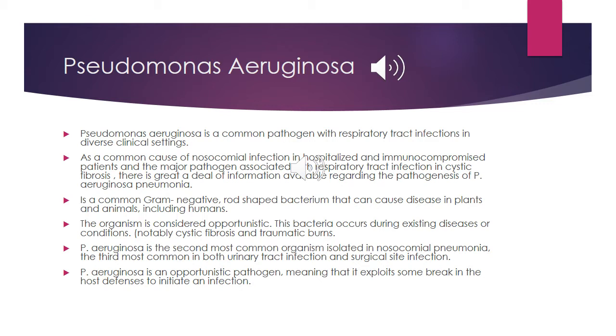Pseudomonas aeruginosa is the second most common organism isolated in nosocomial pneumonia. And it's also the third most common in both urinary tract infection and surgical site infection.